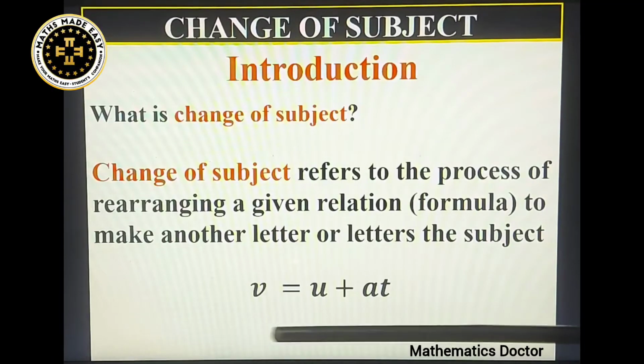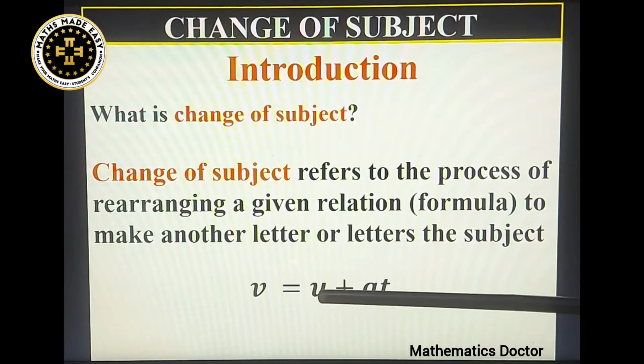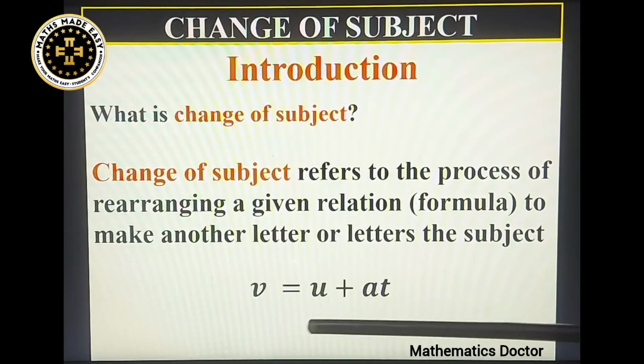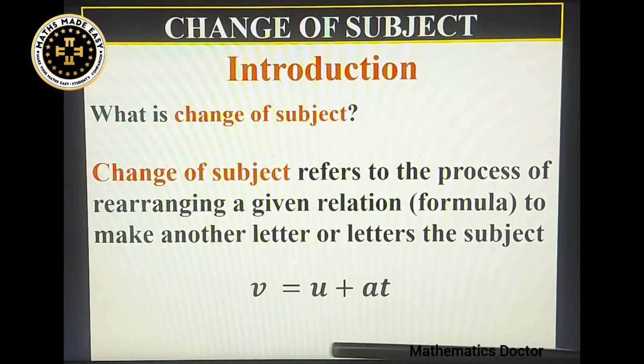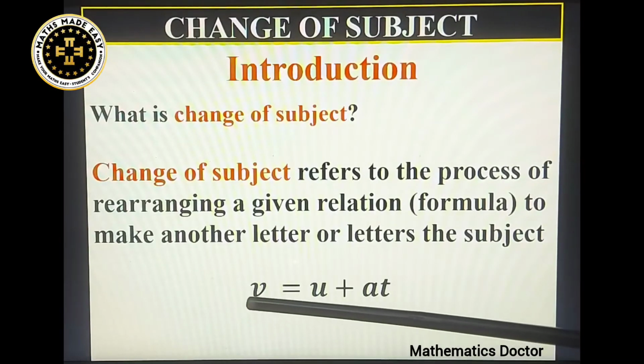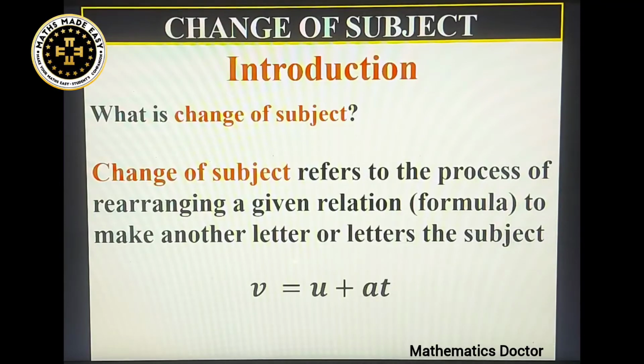So the procedure you go through, that mathematical methodology that you go through to make U the subject is what we call change of subject, or to make A the subject is what we call change of subject, and finally to make T the subject is what we call change of subject. Since V is now the subject, any one of these that we want to make a subject by taking it through a particular process, that process is referred to as change of subject. So that is what we are about to do in the coming videos.